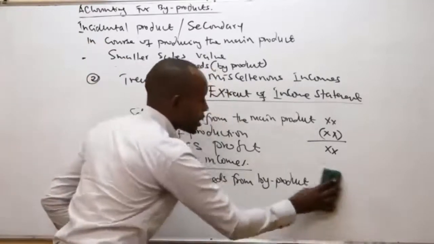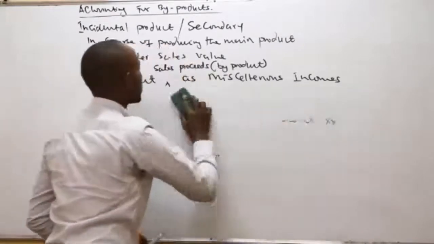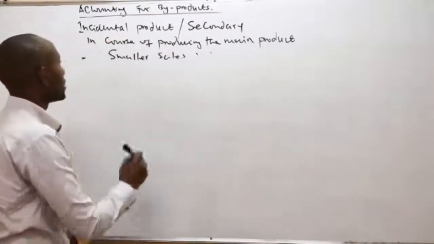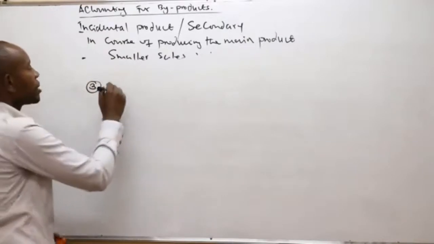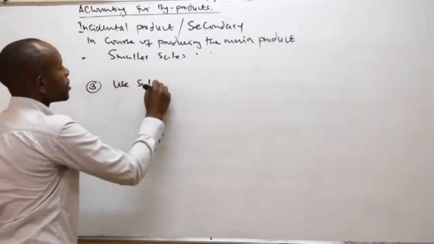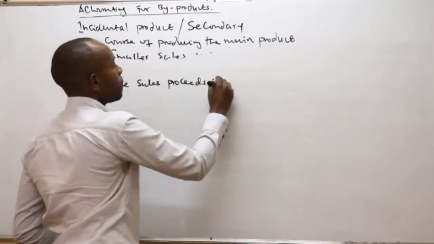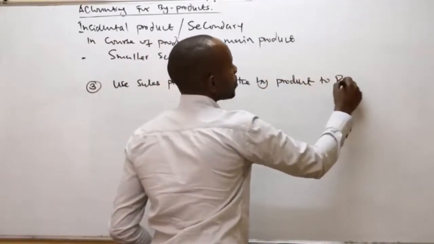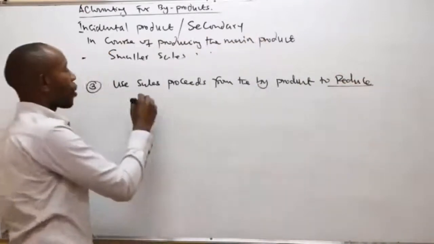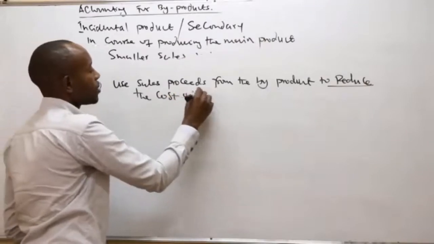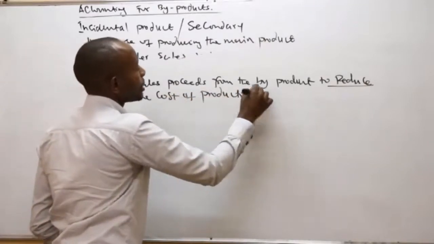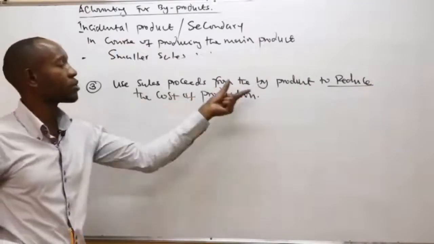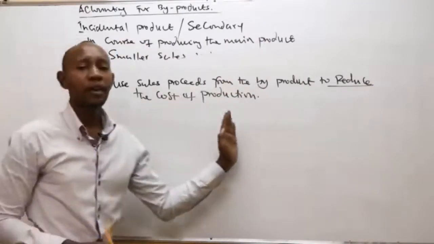Lastly, before we look at an example, and this is what I would want us to use, this is the number 3 treatment. You can say use the sales proceeds from the byproduct to reduce the costs of production. So the same way we treat normal loss is the same way we will treat what? The sales proceeds from the byproduct. So use it to reduce the cost of production.